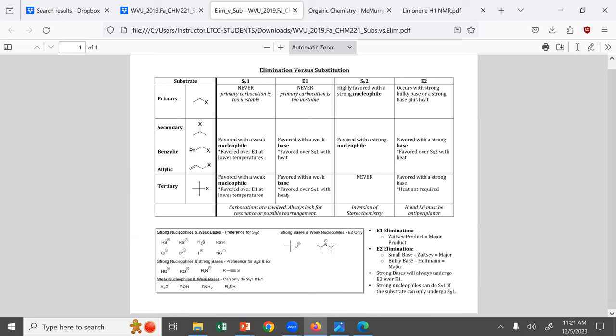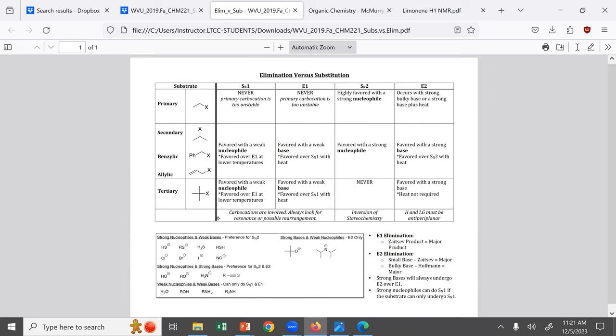And here's the section that has the notes for each of these. These mechanisms: SN1, E1, watch for carbocations; SN2, inversion of stereochemistry, that we had the umbrella flip, right? E2, your leaving group and your hydrogen have to be anti-periplanar, which limits sometimes what stereoisomers you can get in your products, right?